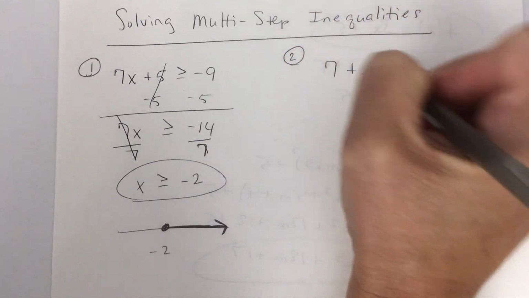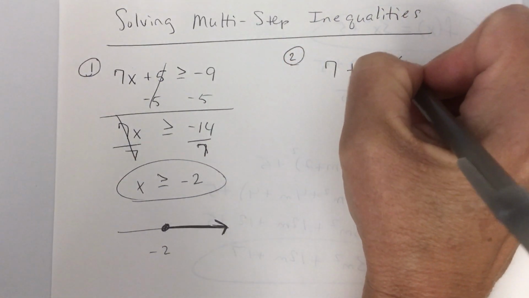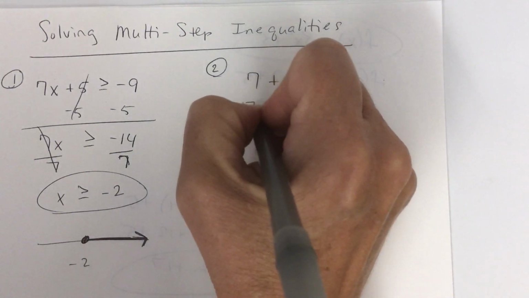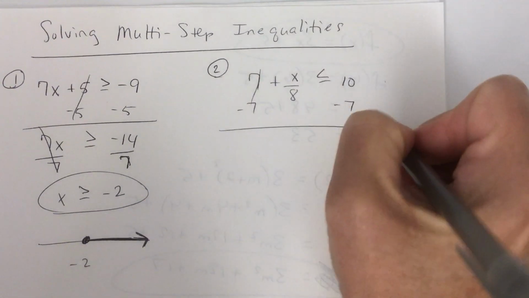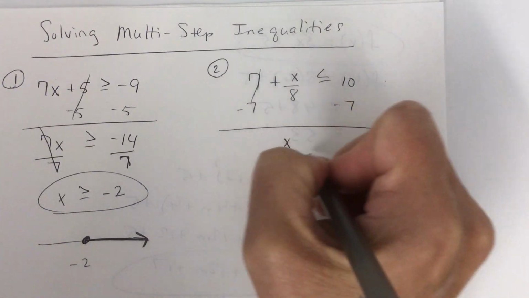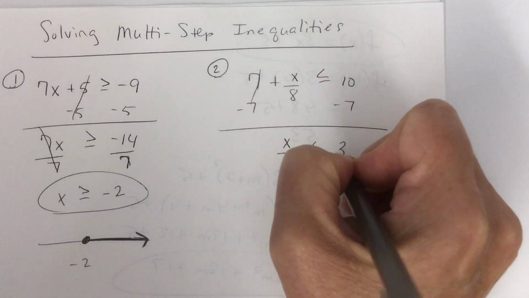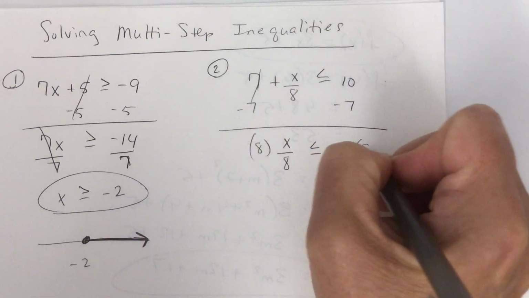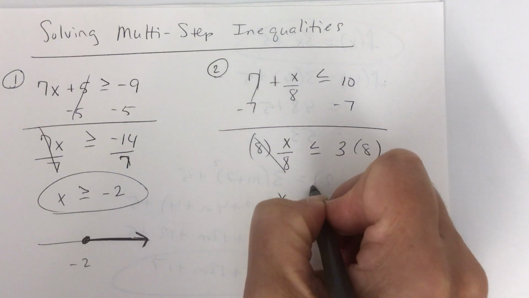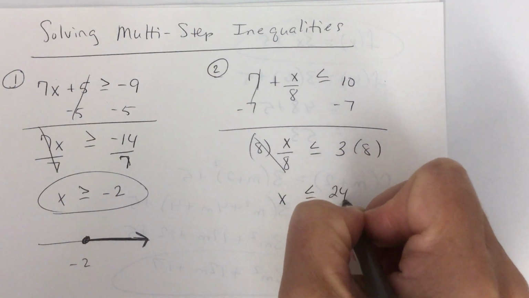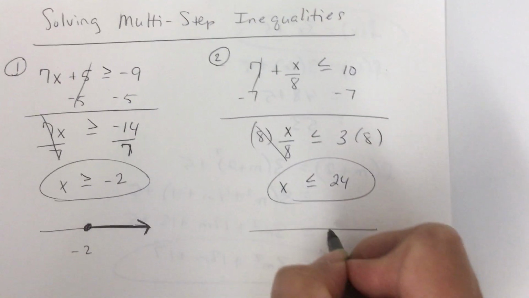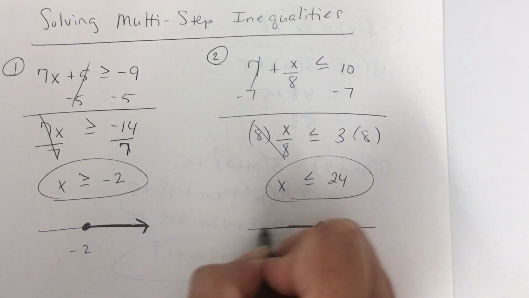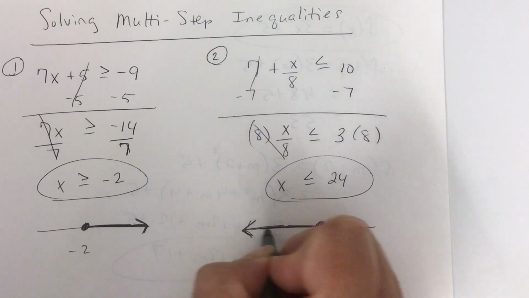Okay? Example 2 is 7 plus x divided by 8 is less than or equal to 10. So on this one, we're going to start with subtracting the 7 from both sides. That leaves me with x divided by 8 is less than or equal to 3. And I'm going to multiply both sides by 8. So x is less than or equal to 24. So on a number line, you'd have 24, you'd have a solid dot, and everything would be shaded to the left of it.